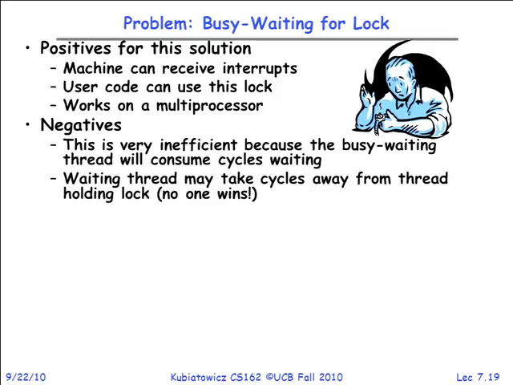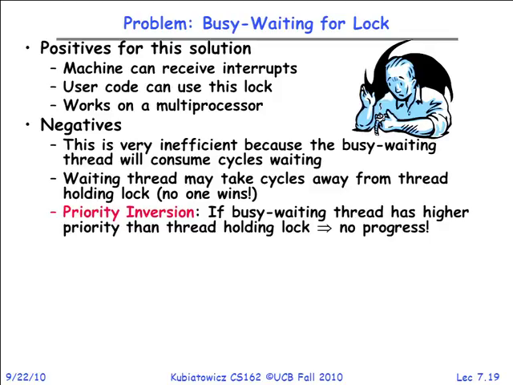And the other interesting thing is priority inversion. If it turns out that the busy waiting thread has higher priority than the thread that holds the lock, game over. Why is that? Can somebody explain to me what the problem is? Student: The thread that's holding the lock never gets to run. The high priority one's busy computing nothing for a very long time. Priority inversion. You've probably heard that term if you've been working on the project, right?